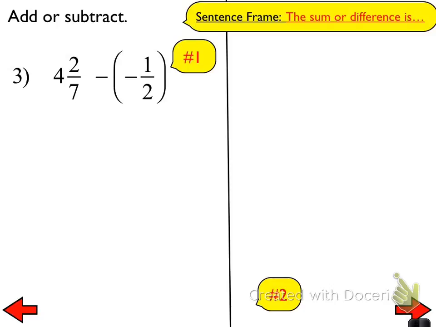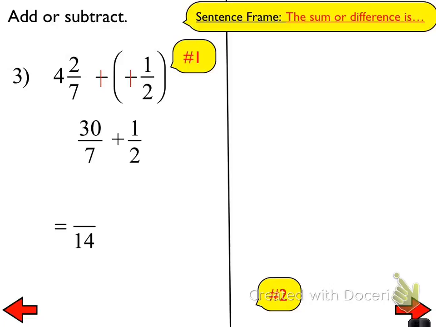So I'm going to go ahead and change that subtraction into an addition sign because I'm adding now. Now to take the opposite of negative 1/2. And the opposite of negative 1/2 will then become a positive 1/2. Once I've done that, I'm going to go ahead and turn that mixed number into an improper fraction. And I do that by saying 7 times 4 is 28, plus 2 is 30, so I have 30 over 7 plus 1/2. Now go ahead and try that on your own.